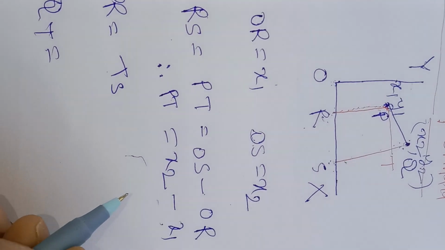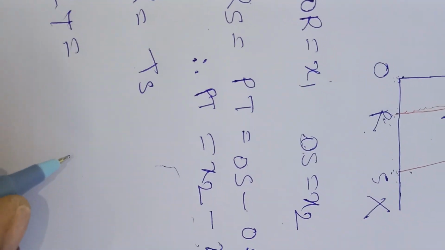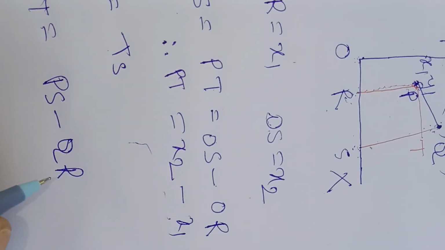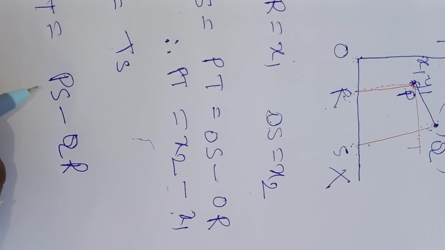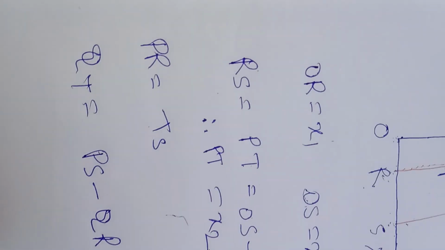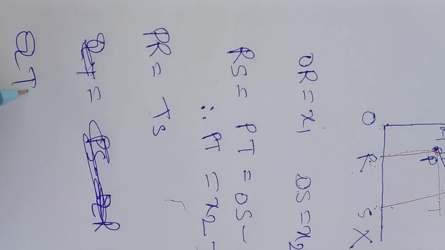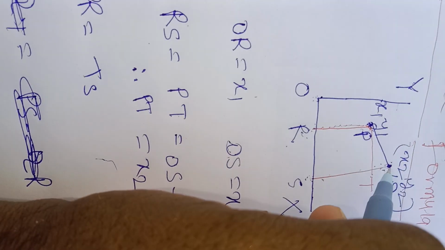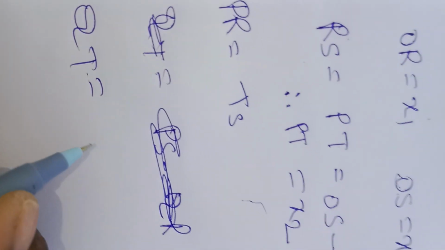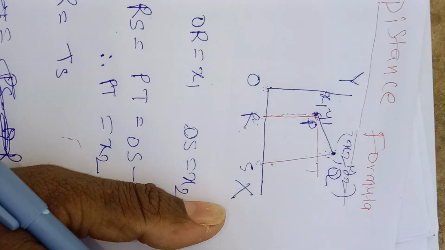QT equals QS minus PR. Written wrong. QT equals QS minus PR.